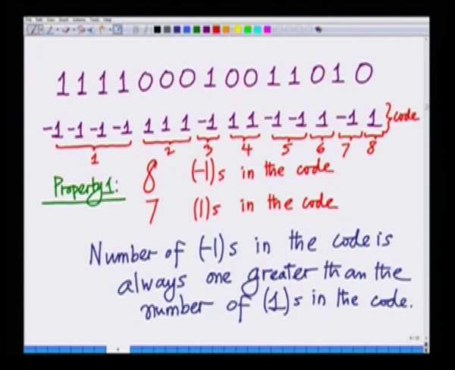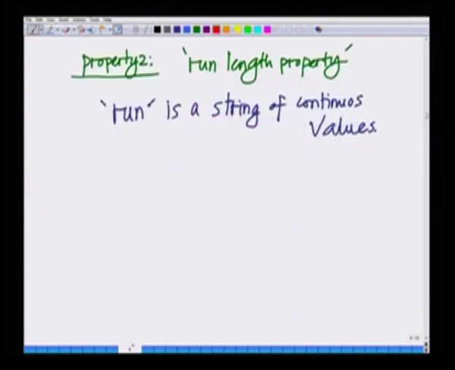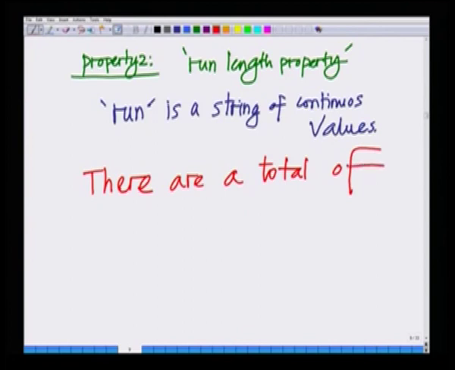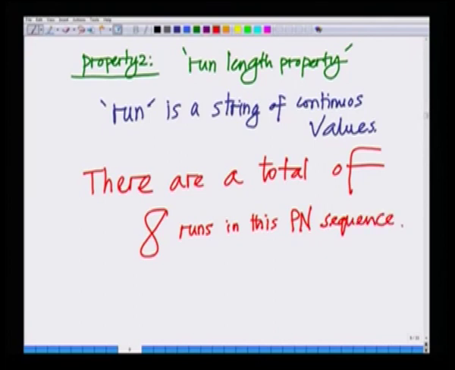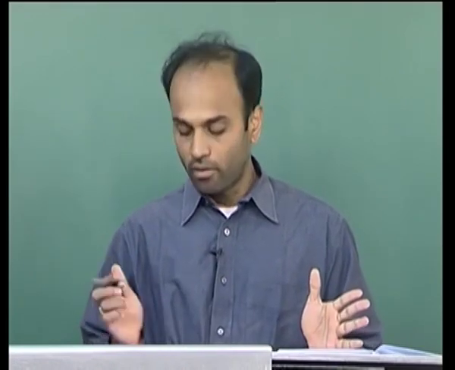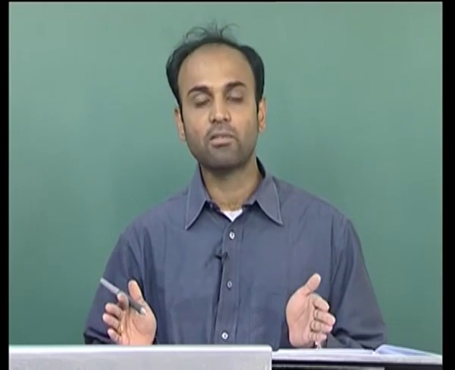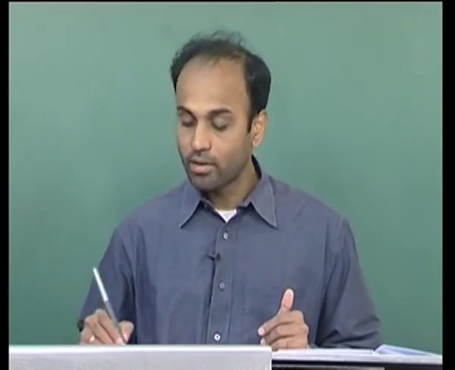So, there are 8 total runs in this PN sequence. So, let me write that there are a total of 8 runs in this PN sequence. A run is a continuous string of values. We counted the number of runs in this PN sequence and we are saying that there are a total of 8 runs. Now, let us look further at these runs.